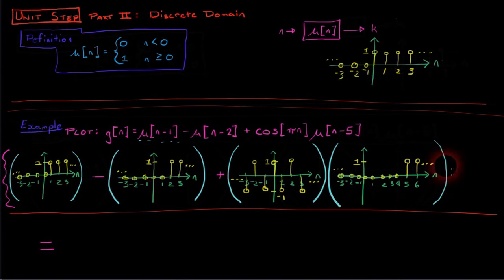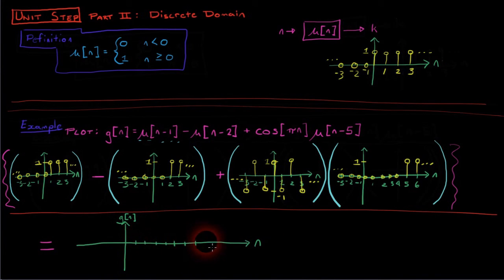Once the subfunctions are plotted, perform the operations visually to plot g of n. I've chosen this example to explore two key points: the relationship between delta functions and unit steps in discrete time, and the unit step's interpretation as a switch on or off when multiplied by another function.